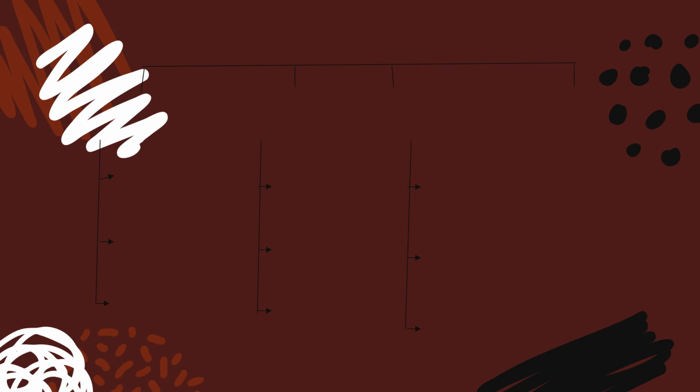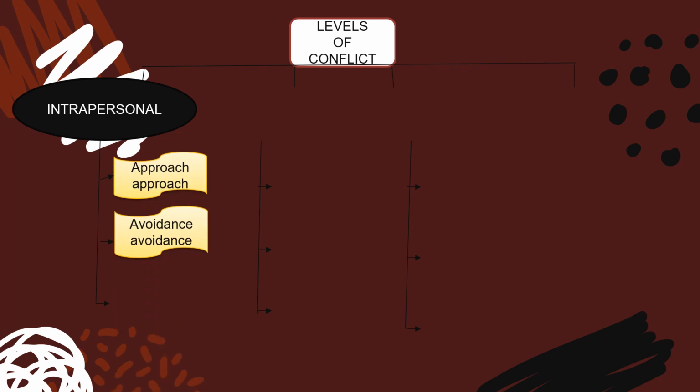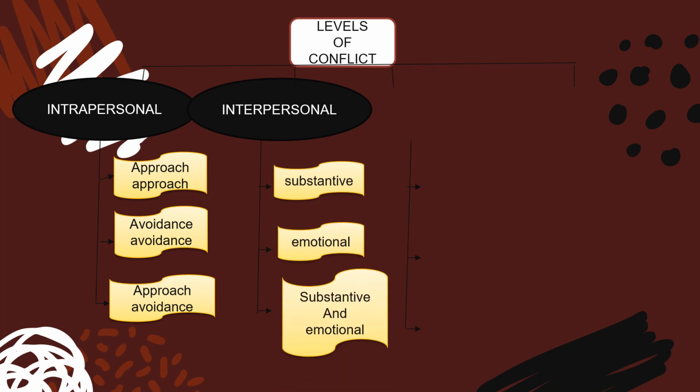To summarize it all, levels of conflict. First is intrapersonal conflict. Under it is approach conflict, avoidance conflict, and lastly, approach avoidance conflict. Next level of conflict is interpersonal. Under it is substantive, emotional, and substantive and emotional conflict.